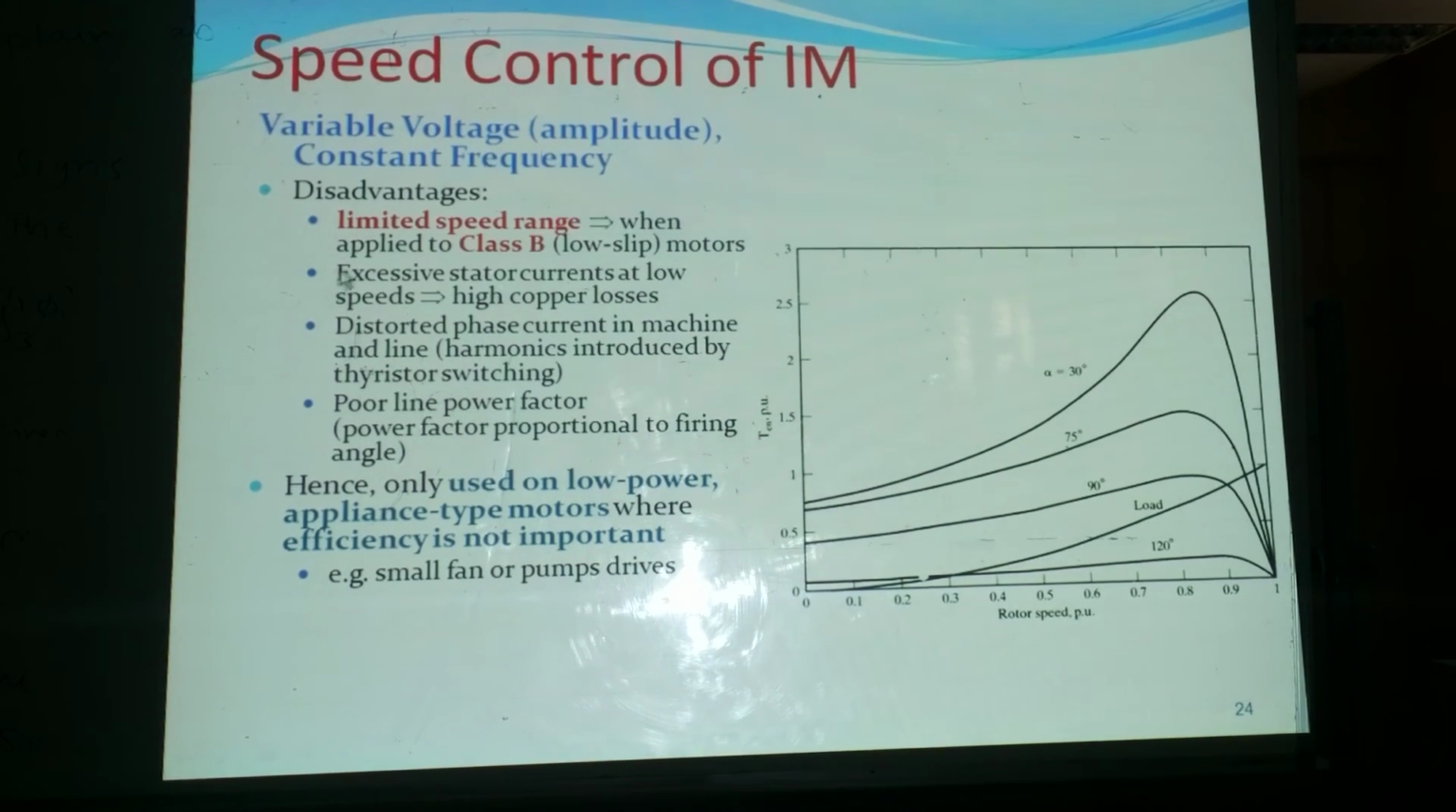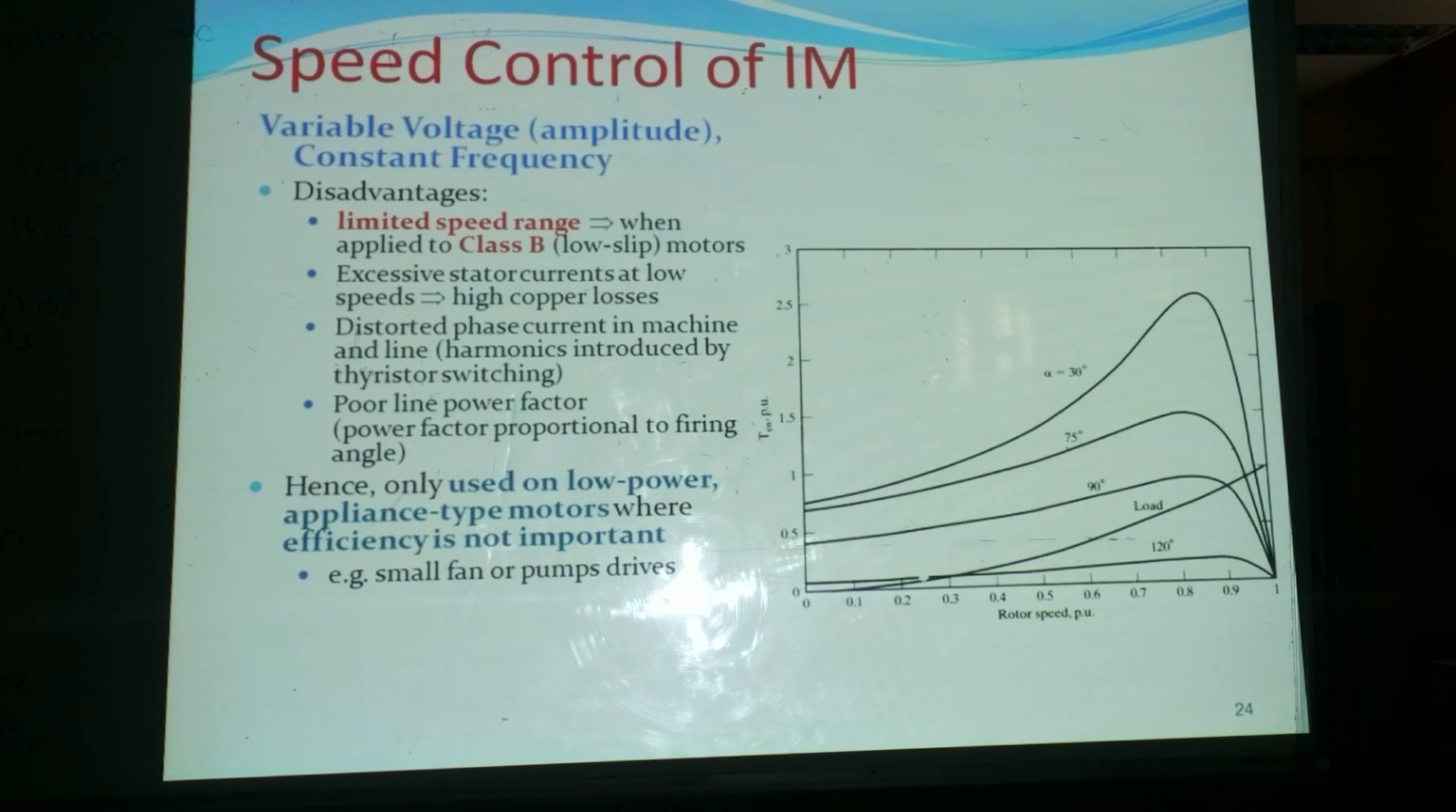Now disadvantages: limited speed range when applied to class B low slip motors, and excessive stator current at low speeds, which gives high copper losses, and distorted phase current in the machine and line. Nothing but harmonics will be introduced into the supply voltage, so that the supply power factor is very poor. Because harmonics will be introduced into the supply, neighbors will be affected severely.